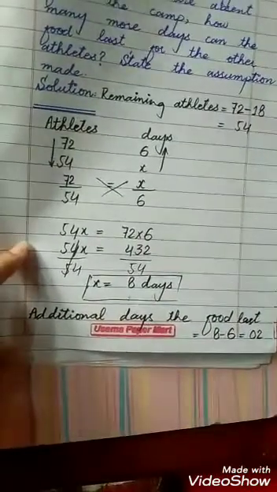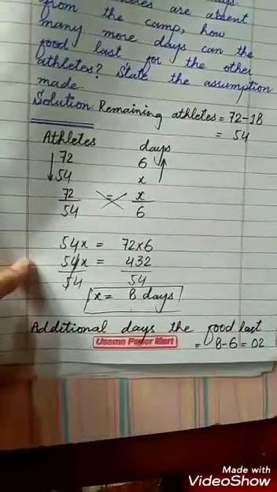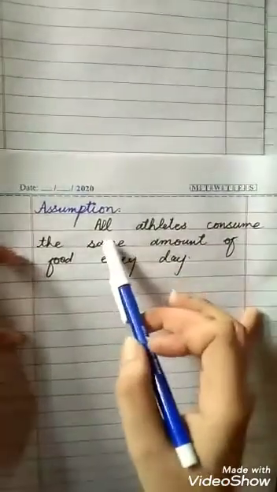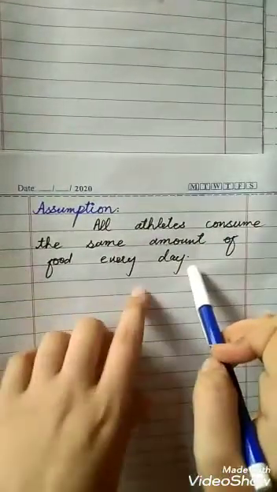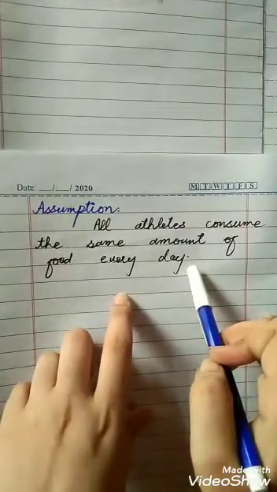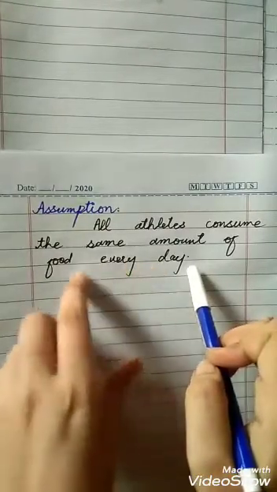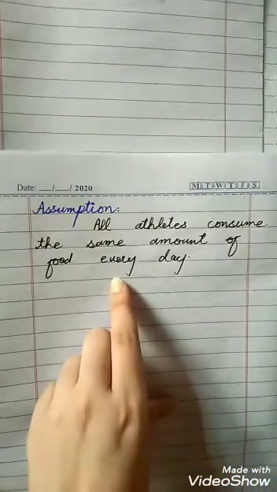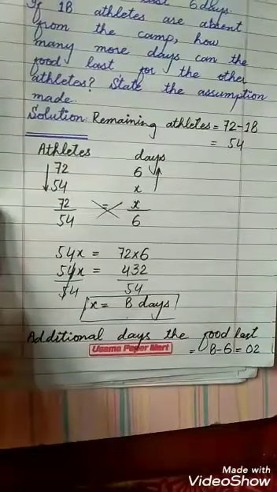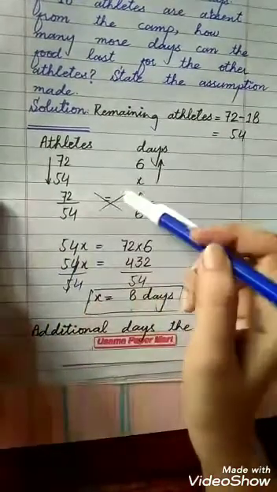Now students, the assumption made we have to write as well. So the assumption is all athletes consume the same amount of food every day because their rate of eating is the same. So they will consume the food at the same rate every day. So students, this is question number 7 now.